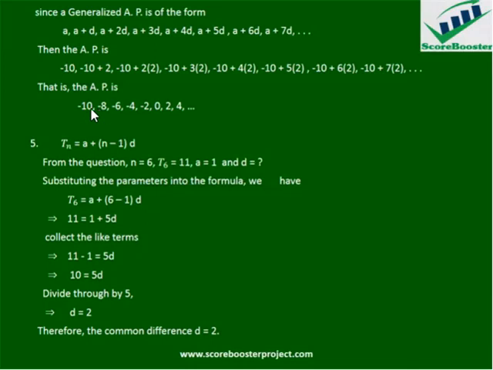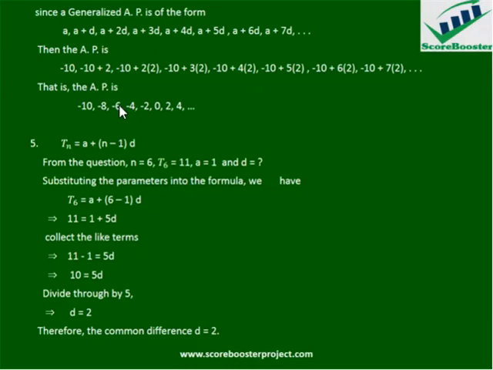So to check the common difference, you subtract the first term from the second term, or the second term from the third, or the third from the fourth. So here, let's start by subtracting the first from the second. That is minus 8 minus 10. Minus multiplied by minus will give plus. So minus 8 plus 10 will give 2.